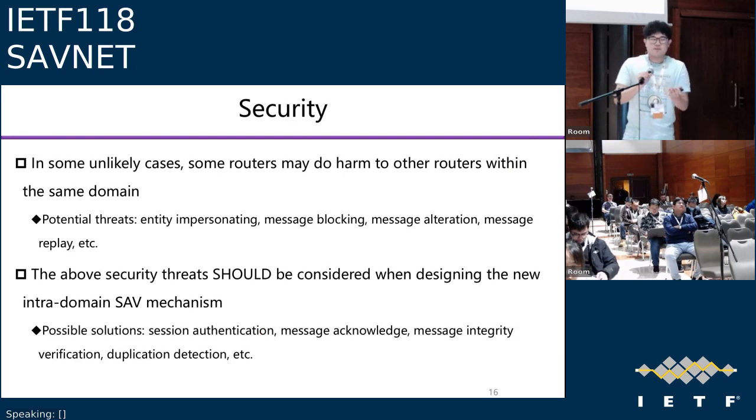And for security, as mentioned above, when we are talking about intra-domain architectures, we usually assume intra-domain routers can be trusted. But in some unlikely cases, some routers may do harm to other routers within the same domain. So this draft proposes several threats, and these security threats should be considered when designing the new intra-domain SAV solution.